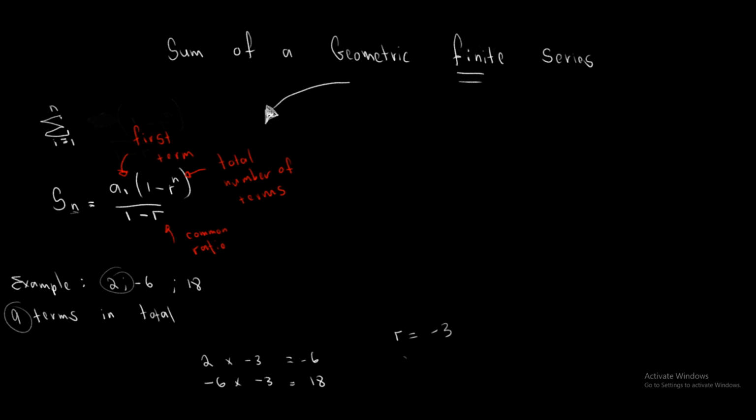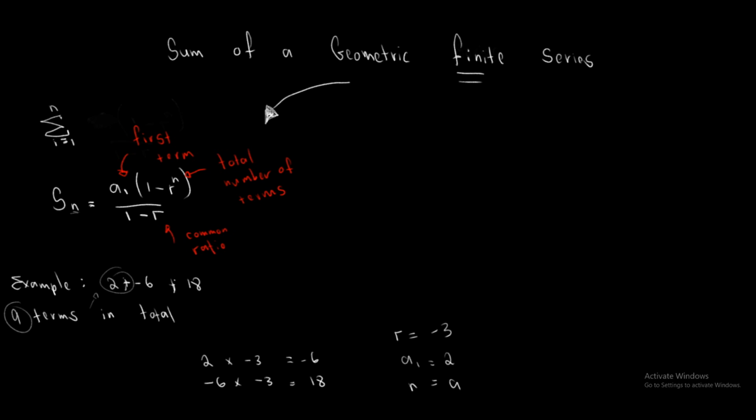So let's find A1. Well, A1 would be the first term in my series. So what is the first term? Oh, actually, I was supposed to add a positive. My apologies. The first term would be 2. And then how many terms do we have in total? Well, we have 9.